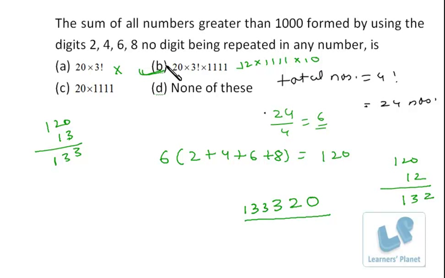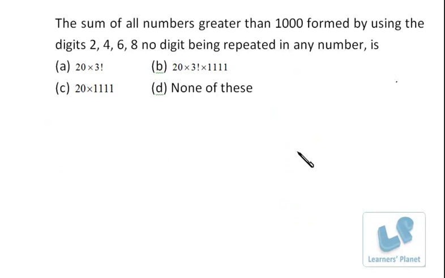Alternatively, what we can do is, just listen to me carefully once again. Here we can see the numbers are in arithmetic progression. Arithmetic progression means the numbers have the same common difference. Here 2, 2, 2, right? So what we can do, we can apply the concept of averaging, right?